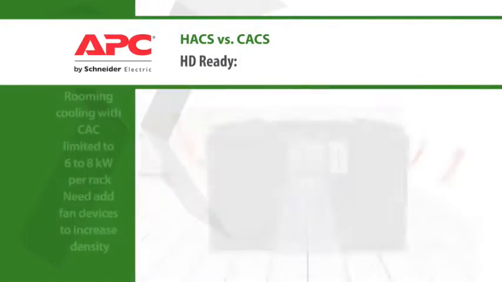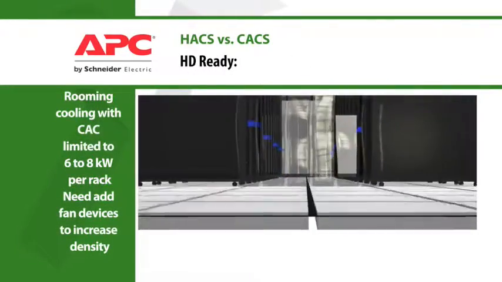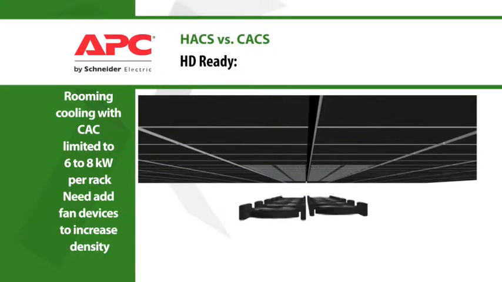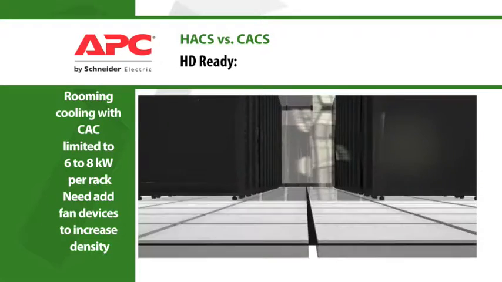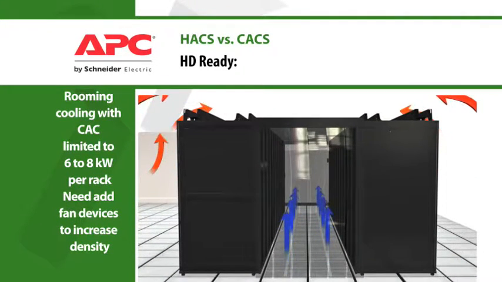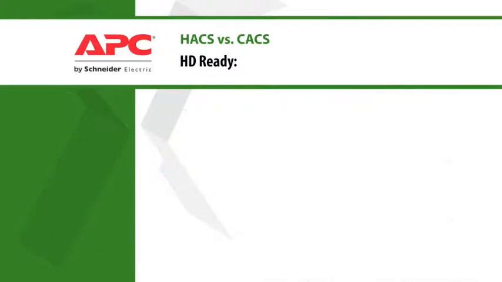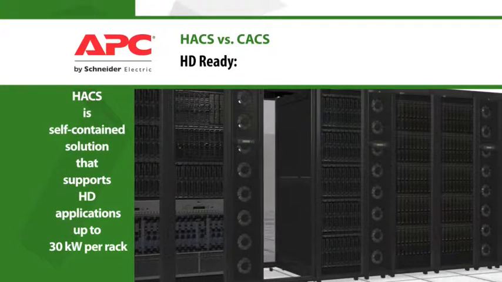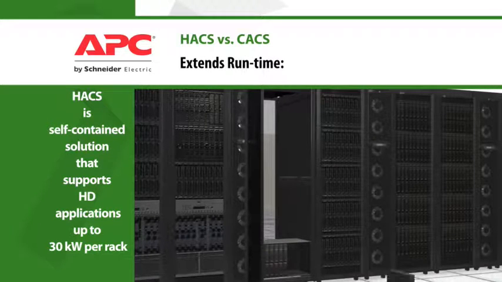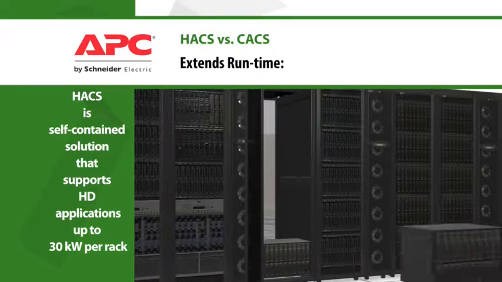Typical raised floor systems only deliver enough cold air to support a maximum of 6 to 8 kilowatts per rack. Higher densities require specialized design or the addition of fan devices for proper airflow. APC's in-row cooling solution in the hot aisle containment system supports densities of 30 kilowatts per rack and beyond.